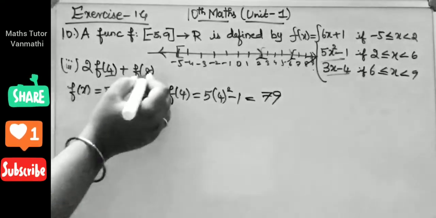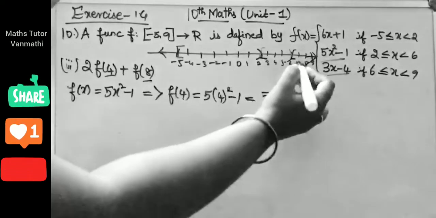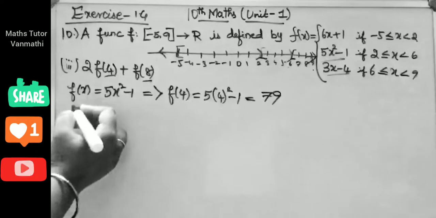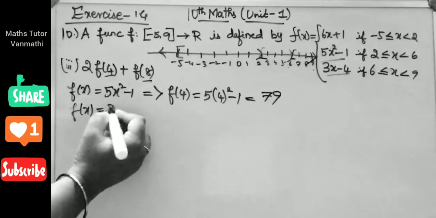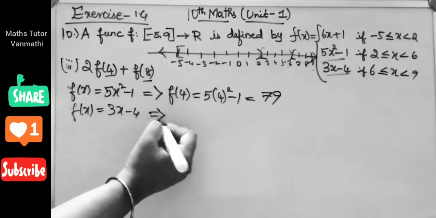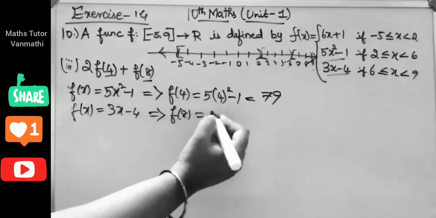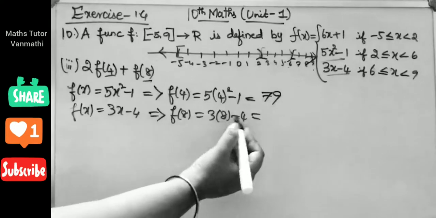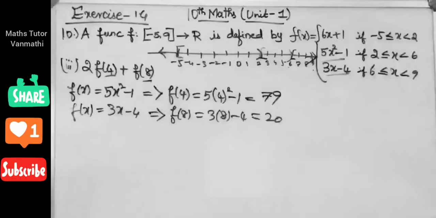Clear? Next is your f of 8. 8 lies between the 6 to 9. Then you are going to take this function 3x minus 4. f of x equal to 3x minus 4 implies f of 8 equal to 3 into 8 minus 4. 3 8s are 24. 24 minus 4 is your 20.